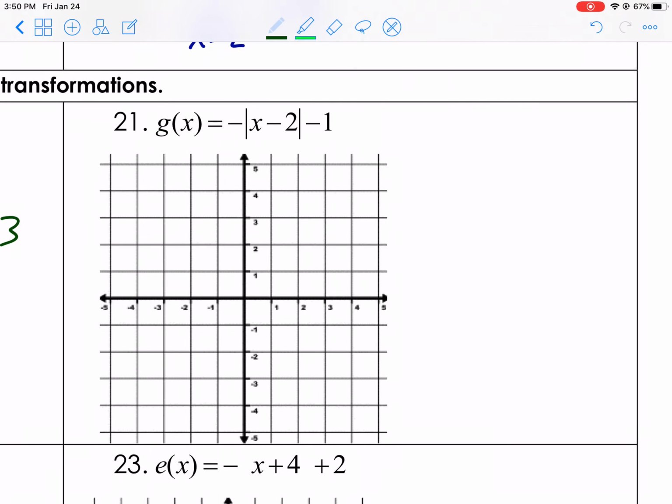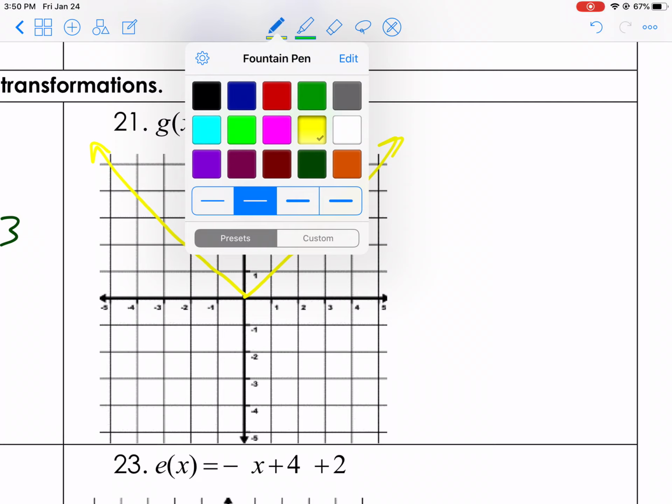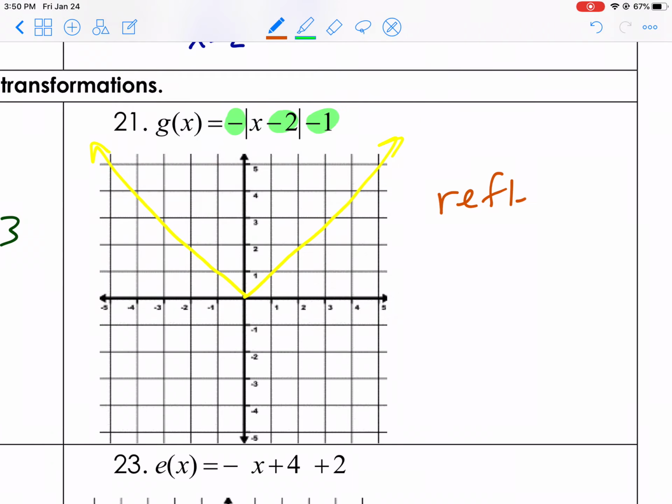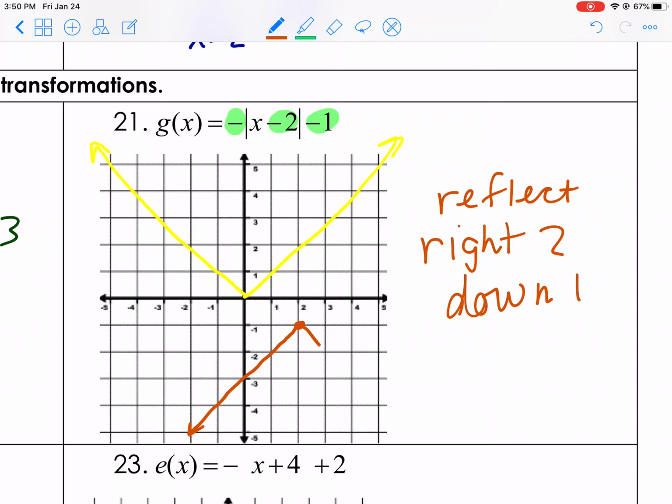Okay. 21, this is the absolute value function. Its parent function would look like this. This one is reflected, right 2, down 1. So maybe I'll use these words to describe all of that. Reflected. Right 2, down 1. Okay, so I'm going to go right 2, down 1. That's here, and it's reflected, so it's going to be opening down instead.